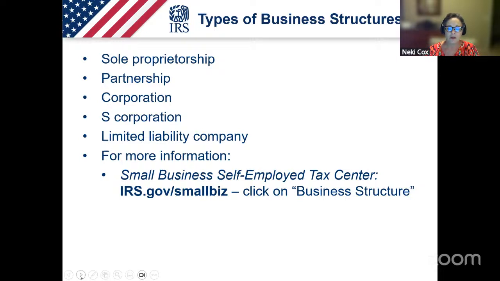You can also go to the Small Business and Self-Employed Tax Center on irs.gov by typing in /smallbiz after the URL, or you can also do a search for business structure and then look at information under each section. So let's move on.